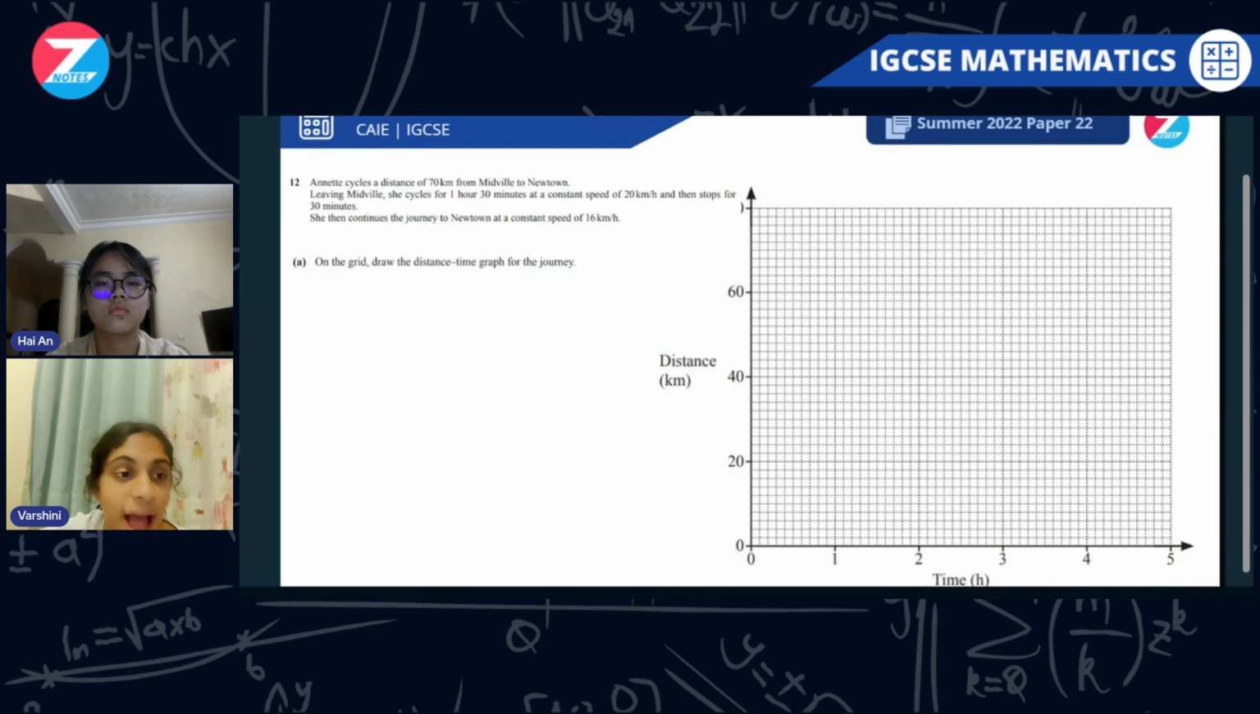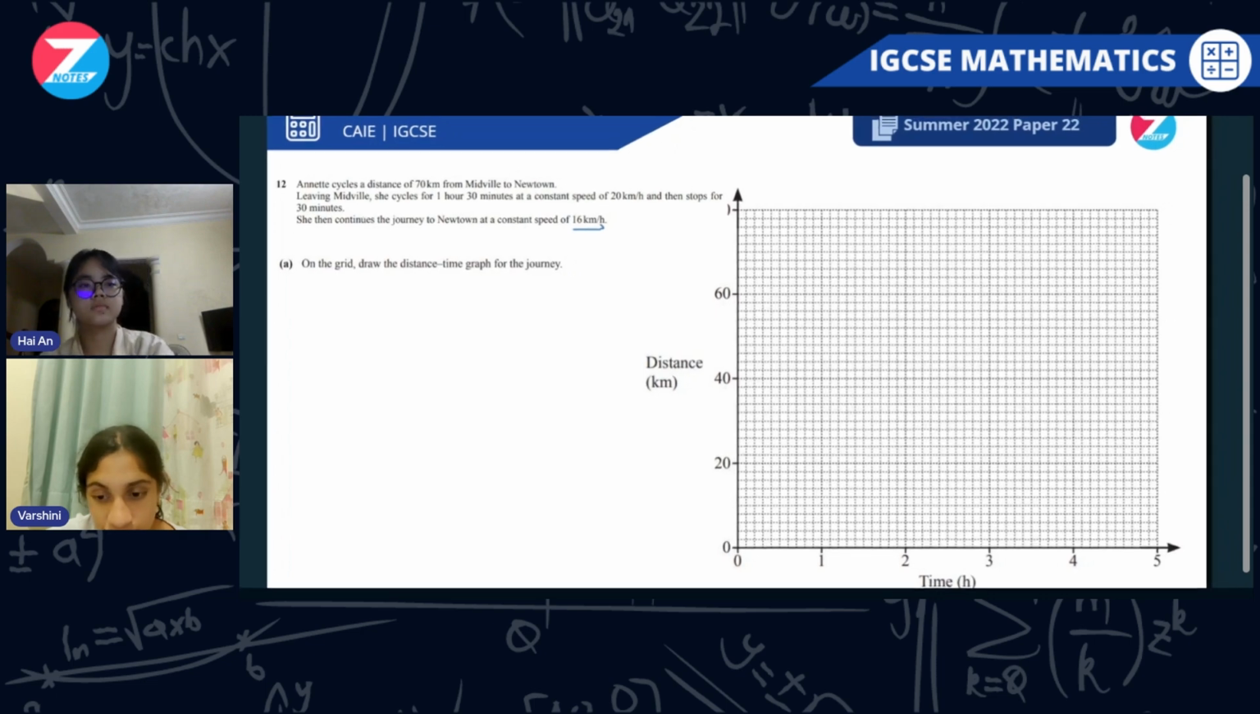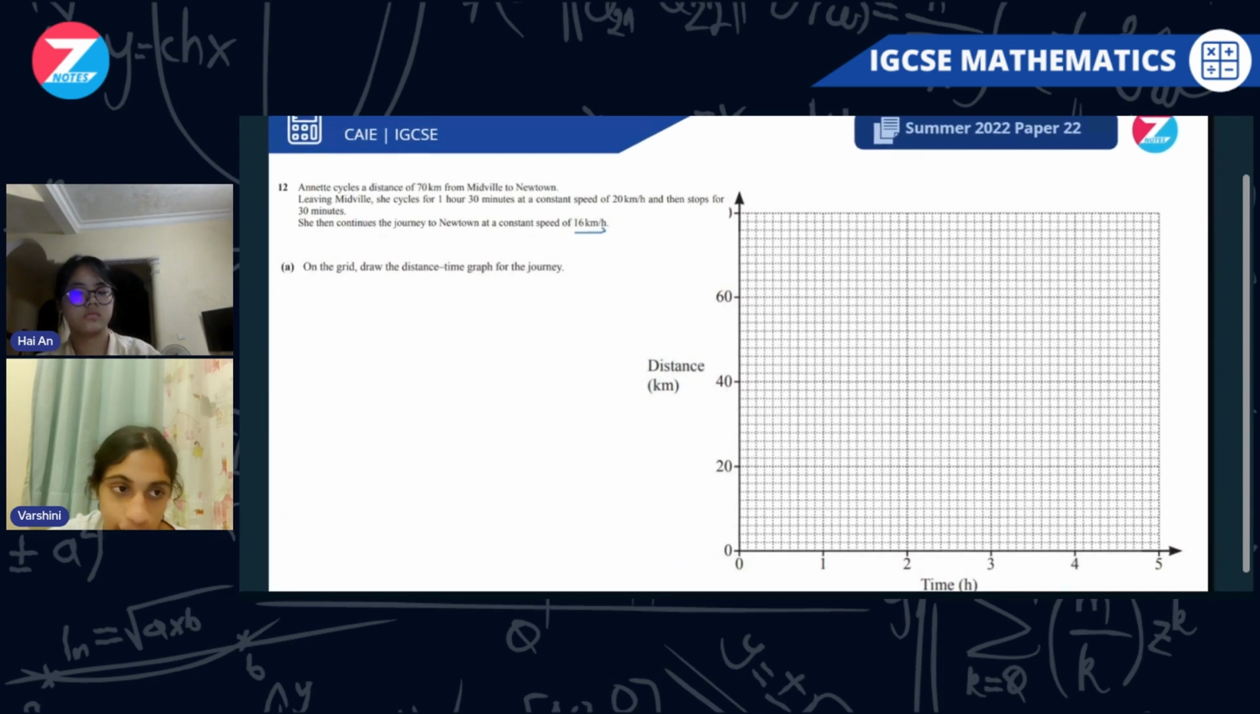Question 12. Annette cycles a distance of 70 kilometers from Midville to Newtown. Leaving Midville, she cycles for 1 hour 30 minutes at a constant speed of 20 kilometers per hour and then stops for 30 minutes. She then continues the journey to Newtown at a constant speed of 16 kilometers per hour. Okay, so on the grid, draw the distance time graph for the journey. So we want everything in terms of distance and time, which is hours.